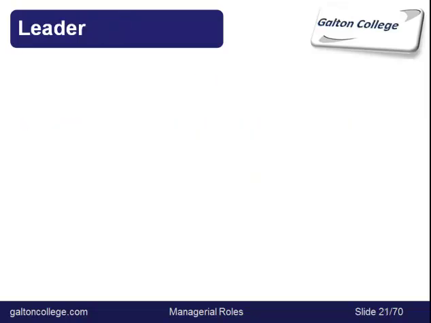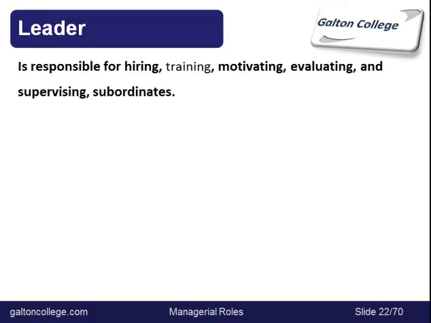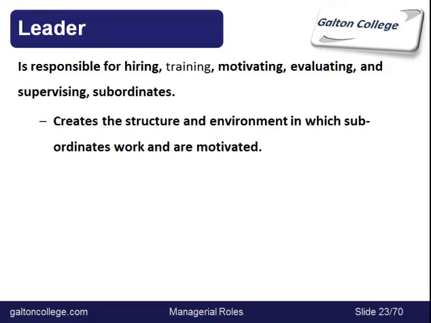Now, as a leader, the manager is responsible for hiring, training, motivating, evaluating and supervising subordinates. So as a leader, the manager has got a lot of personnel, HR type activities. Must hire, must deal with the HR perhaps in the hiring process, training, motivating, evaluating and supervising subordinates. So there's quite a lot of functions for the manager to be involved in there.